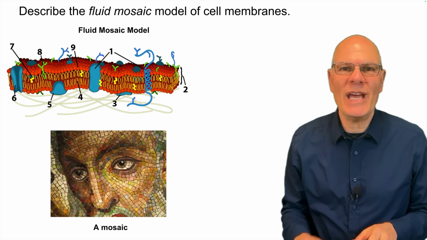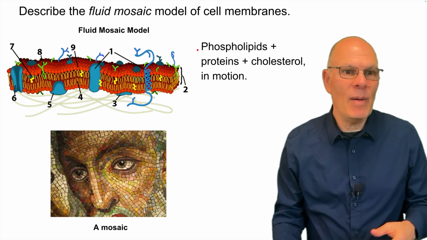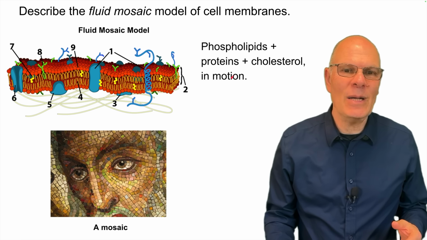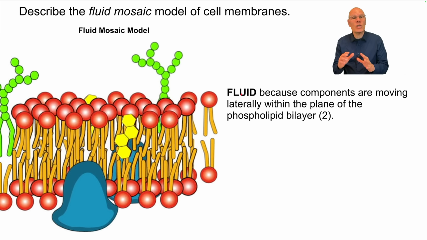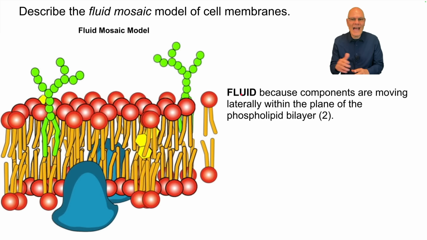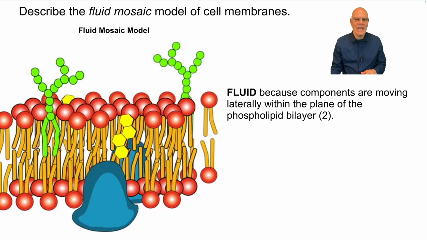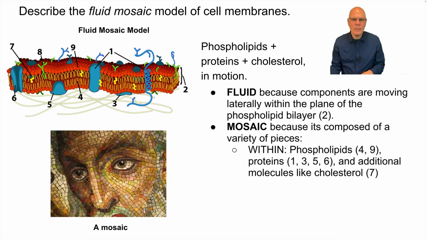Describe the fluid mosaic model of cell membranes. This model posits that the membrane is composed of phospholipids plus proteins plus cholesterol in motion. So why is it called fluid mosaic? Well, it's fluid because the components are moving around laterally within the plane of the phospholipid bilayer, which you can see here. It's a mosaic because it's composed of a variety of pieces in the same way as a mosaic is composed of different tiles with different colors that get put together to form the art.